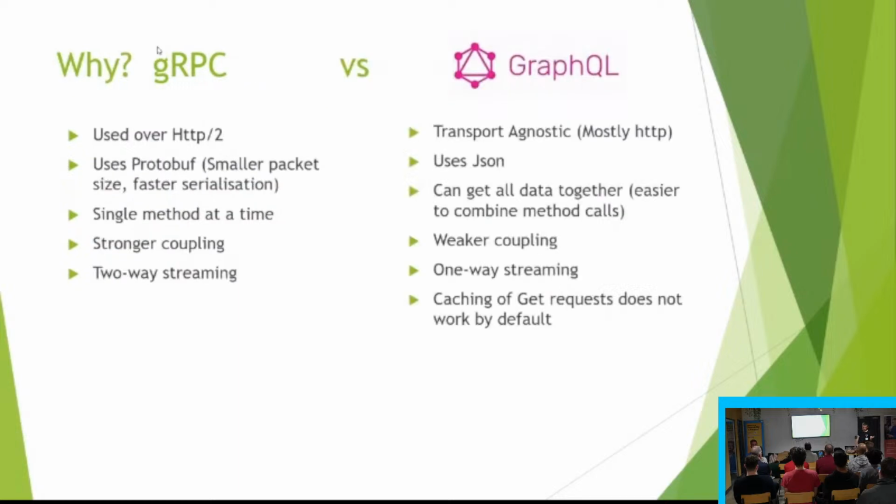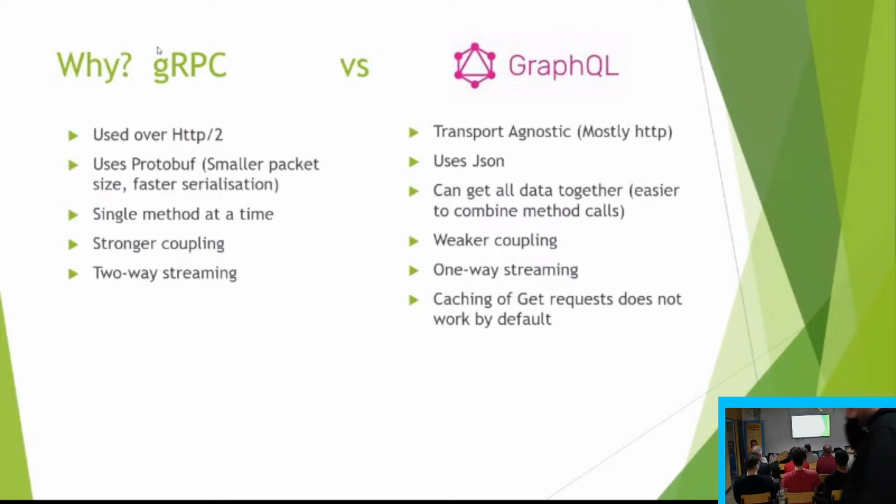Now, to compare them, this is how they do things differently. gRPC is only HTTP/2, and GraphQL is transport agnostic, but mostly over HTTP. gRPC uses protobuf, which is a smaller packet size and faster serialization, whereas GraphQL only uses JSON. So gRPC wins the performance battle.